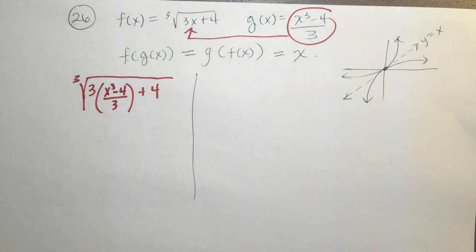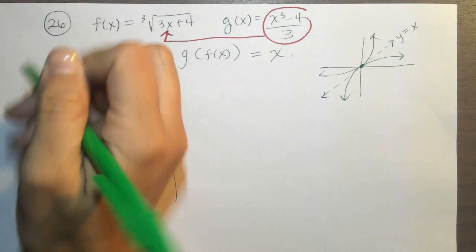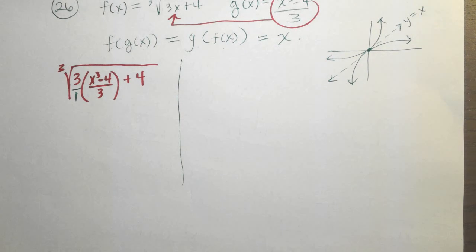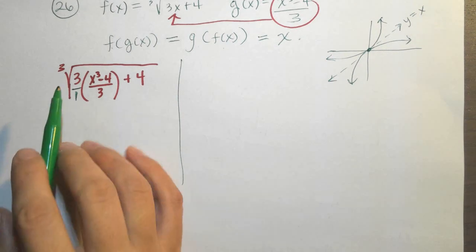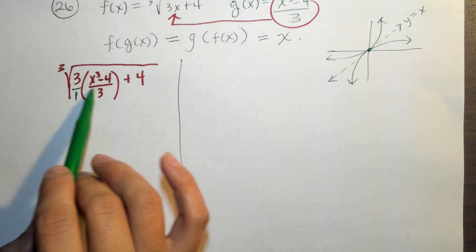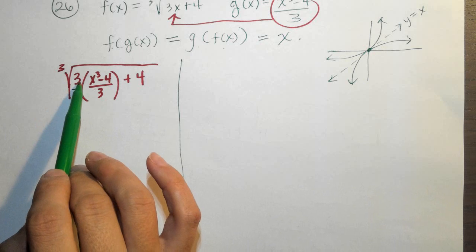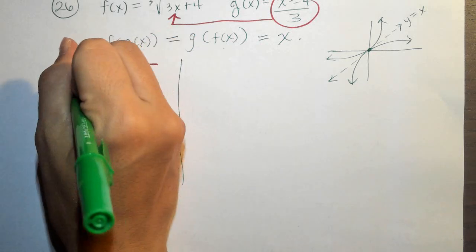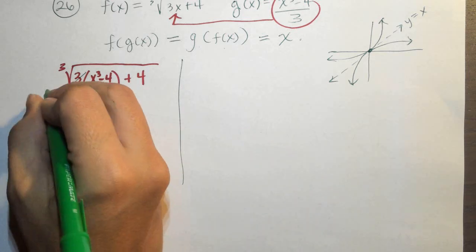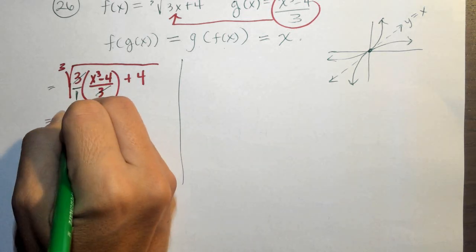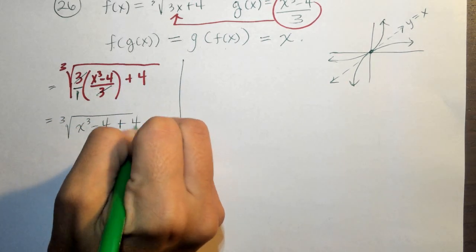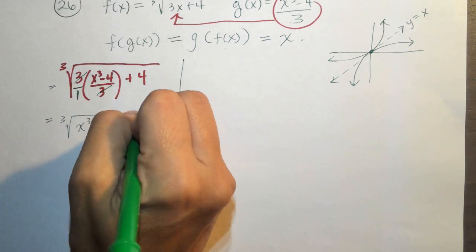Now I need to simplify. So I'm going to write this over 1, because I like to keep my fractions in line with numerators and denominators. And since we're multiplying, I'm going to simplify the inside first. I can cross cancel because 3 divided by 3 gives me 1. So these guys will cancel, and it's really important that we show our work because that's part of the mini proof. So then I'm left with the cube root of x cubed minus 4 plus 4, all underneath the cube root.